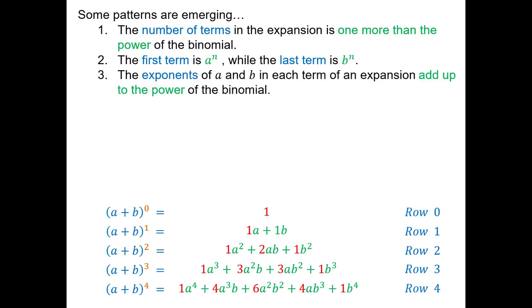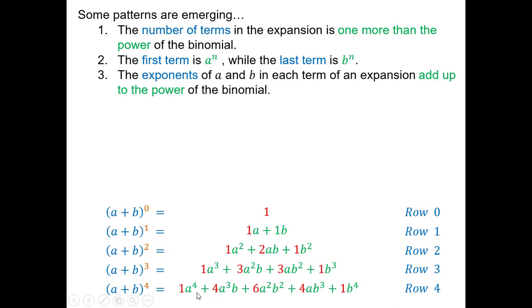Well, let's take a look at another pattern. Let's look at the exponents of a and b in each of the terms. Let's just take a look at the last line, the a plus b to the power of 4. Let's look at each term of this expansion and recognize that a to the 4th is the first term, and each term drops down by one exponent. So the second term has a to the power of 3. The third term has a to the power of 2. The next term has a to the power of 1. And of course the last term has no a's.